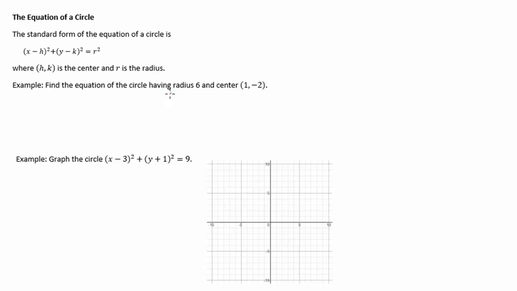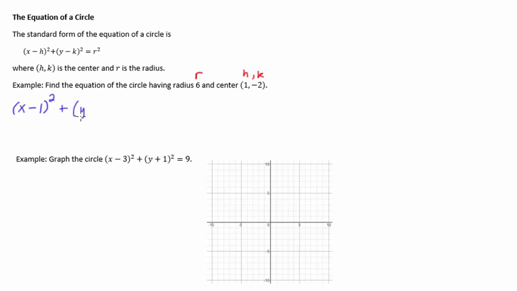Find the equation of the circle having radius 6 and center (1, −2). So they're giving us r for our radius, h and k for our center point. So we really just need to literally fill in the formula. So we have x minus h, so x minus 1. See how that switched to a negative 1 instead of the positive 1 we originally had.